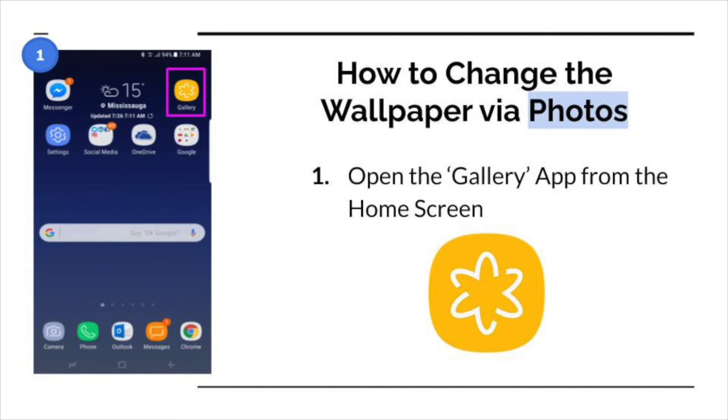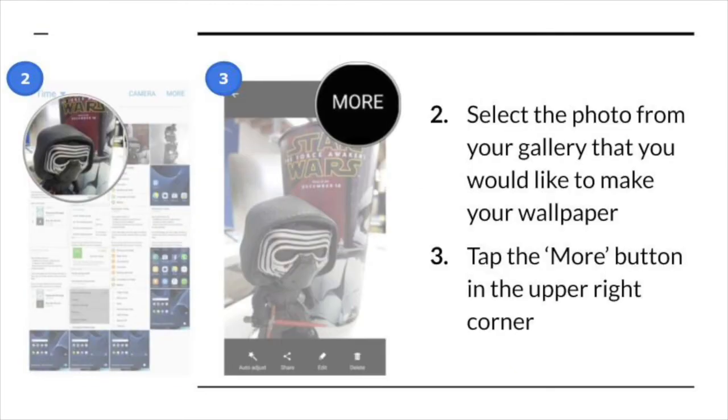When changing the wallpaper through the Photos app, you're first going to want to launch the Gallery app from your home screen. It's the flower icon as mentioned at the start of this presentation. Once the Gallery app is launched, you'll be taken to all the photos and videos saved on your phone. Here you can go through and choose the specific photo you'd like to assign as your wallpaper.